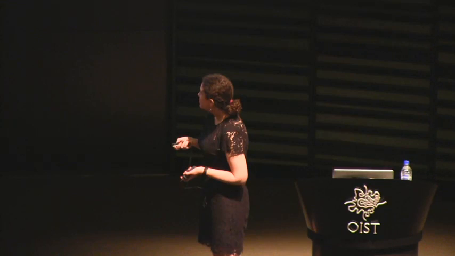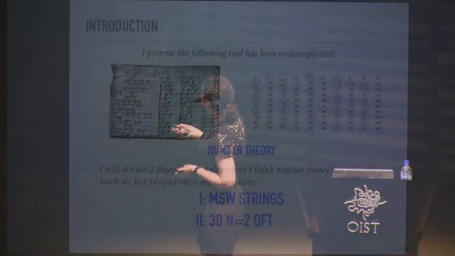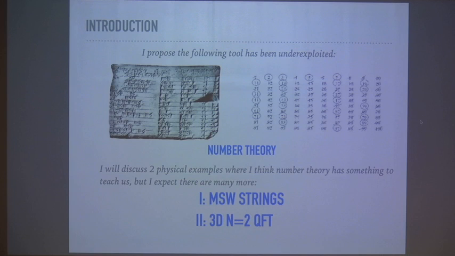And we've seen two beautiful talks about the relation between number theory and string theory, and I'd like to focus on two particular physical examples, two little vignettes, where I think number theory has something to teach us about physics. But I expect there are many more examples than just the ones you'll hear about today. So these are the two examples that I'm going to spend the rest of my talk discussing.